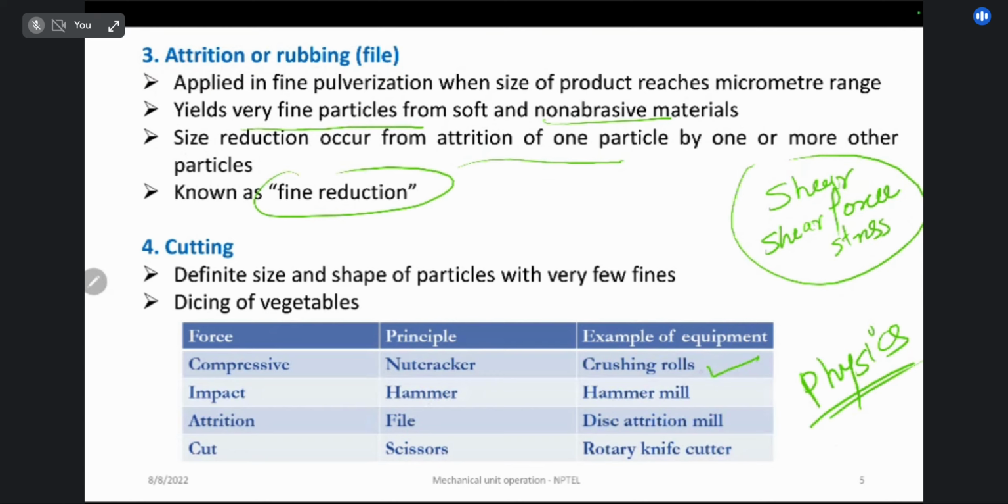And then the examples: for the compressive nutcracker principle, crushing rolls are the equipment which you are using. For impact, hammer mills are used. For attrition, a disc attrition mill and jet air mill. Many different milling equipments which use the attrition force are used. And for cutting, rotary knife cutters.